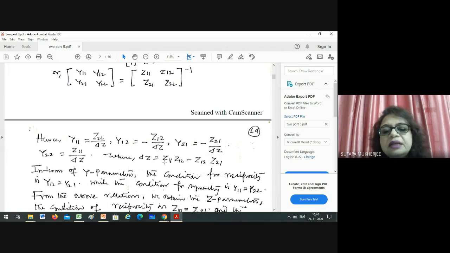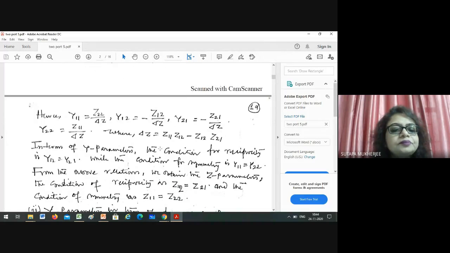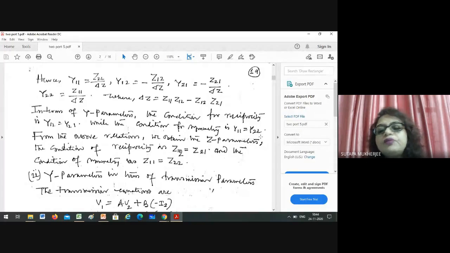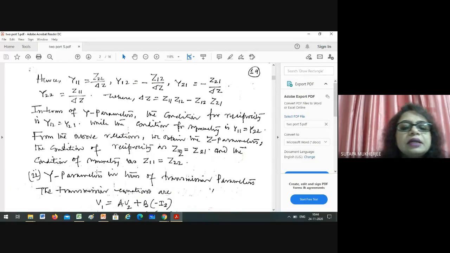And delta Z is equal to what? Z11 Z22 minus Z12 Z21. So in terms of Y parameters, the condition for reciprocity is Y12 equal to Y21, while the condition for symmetry is Y11 equal to Y22. You know this. From the above relationship, we obtain for the Z parameters the condition for reciprocity as Z12 equals Z21, and the condition for symmetry is Z11 equal to Z22.